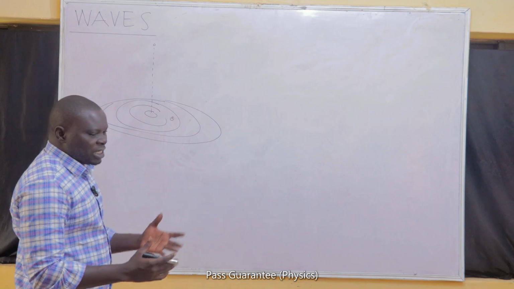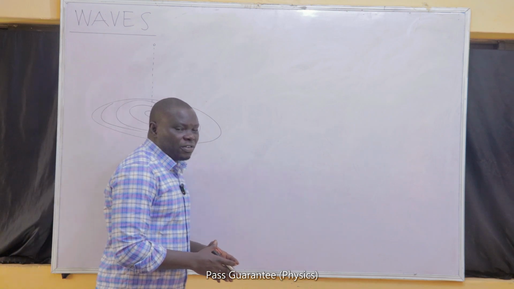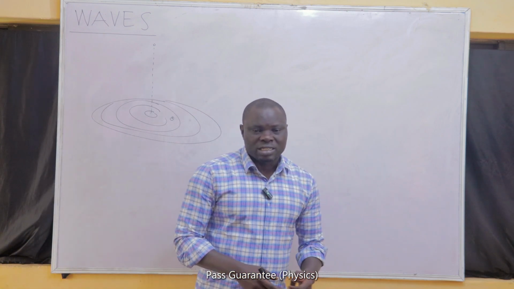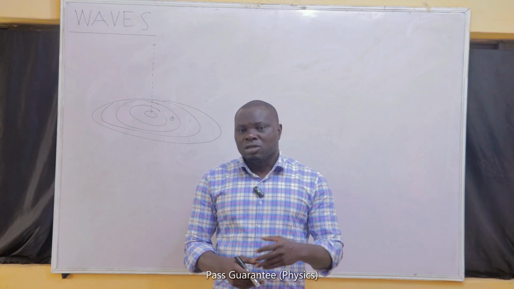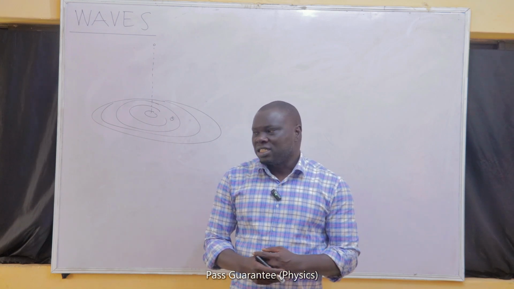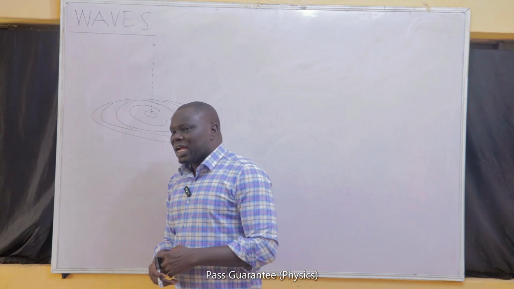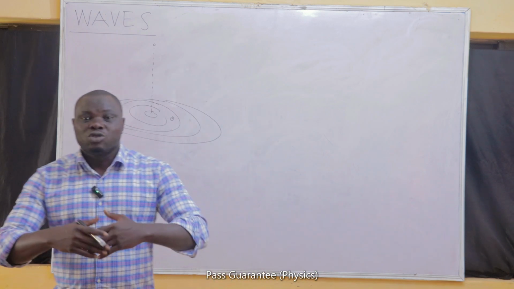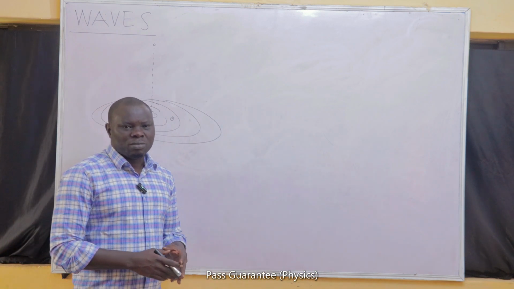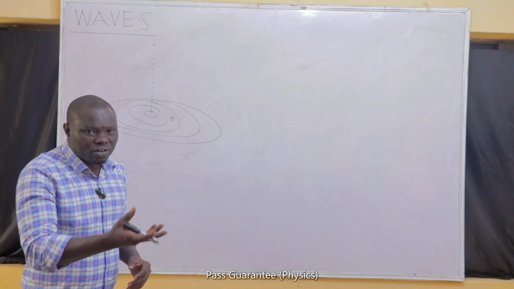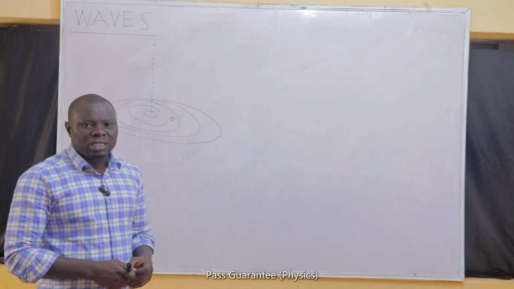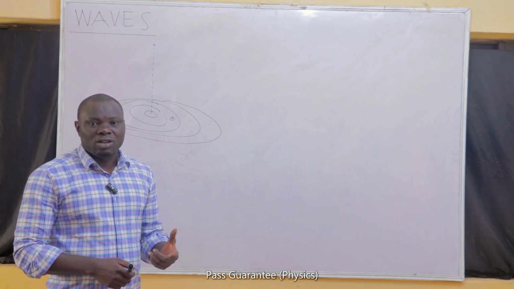So now we'll bring the definitions together. A wave is a disturbance that travels through a medium, transferring energy from one point to another, but without causing any permanent displacement of the medium. There are so many types of waves, and there are so many examples of wave. I just talked about the wave that is generated on water. I talked about the sound wave. I talked about the wave that can be generated or propagated on a rope.